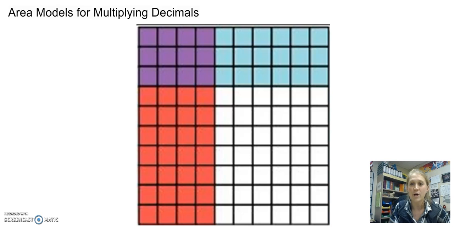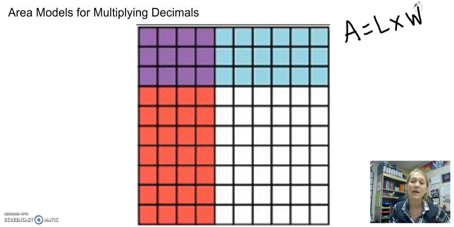Again, we have to go back to what we talked about in the last video. Area equals length times width. In this case, our lengths and widths look a little bit different. But still, we know that lengths are going to go across and widths are going to go up and down. So when I look at this model and I go across, I see that the red is going across. The red goes across in 1 line, 2 lines, 3 lines, 4 lines.